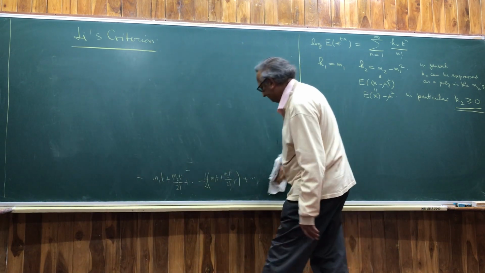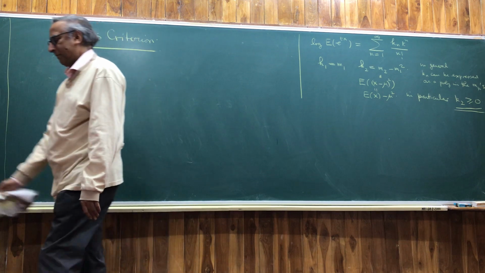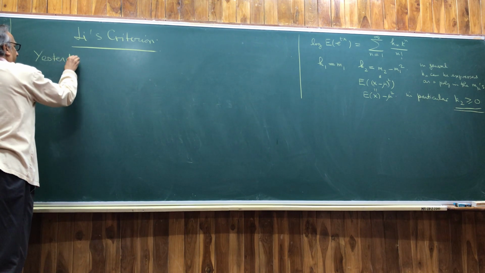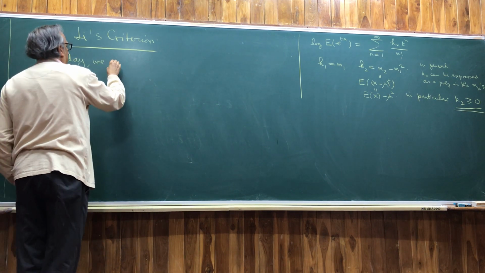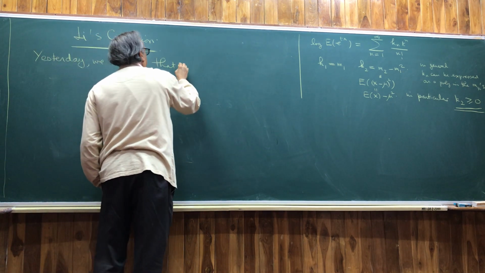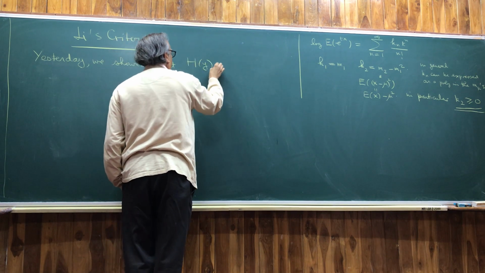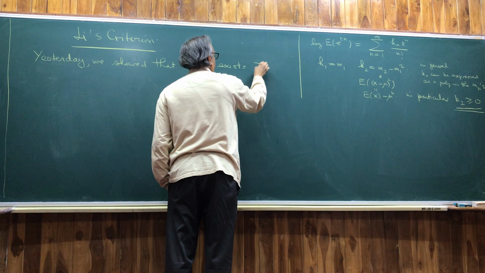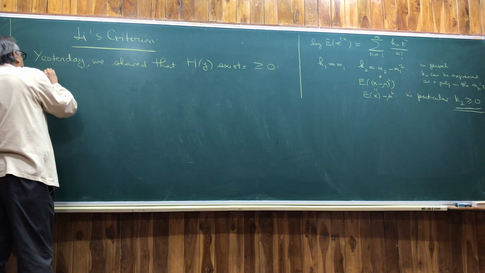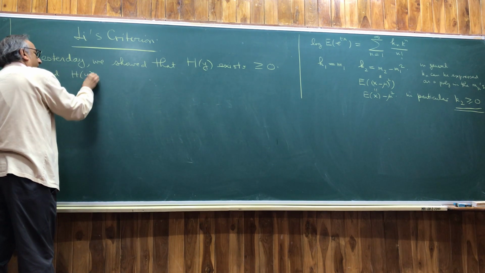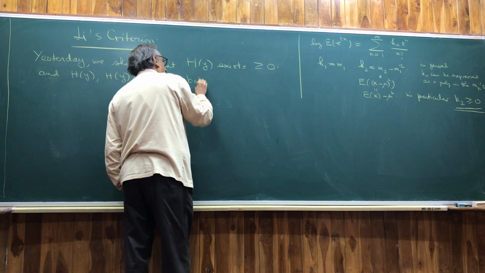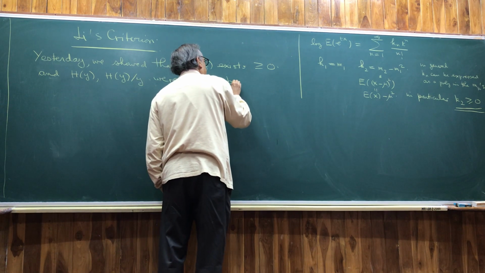So yesterday we showed that h of y exists, which is always non-negative and is a probability density, and h of y over y are both probability density functions.